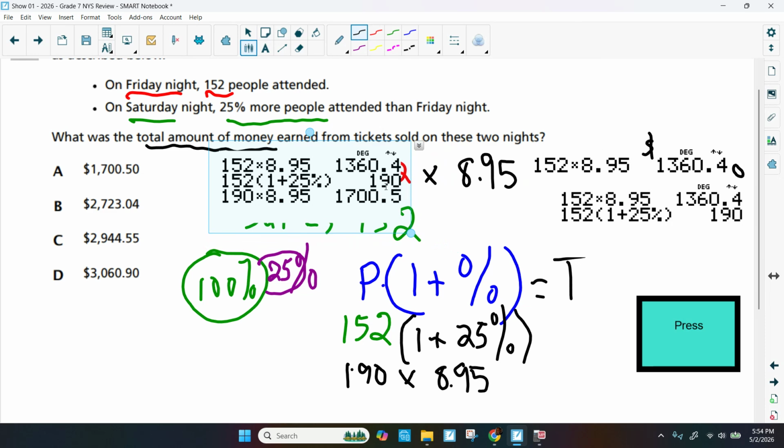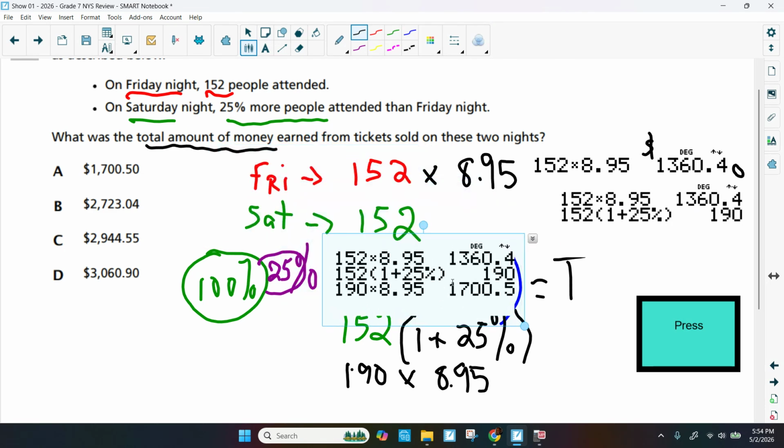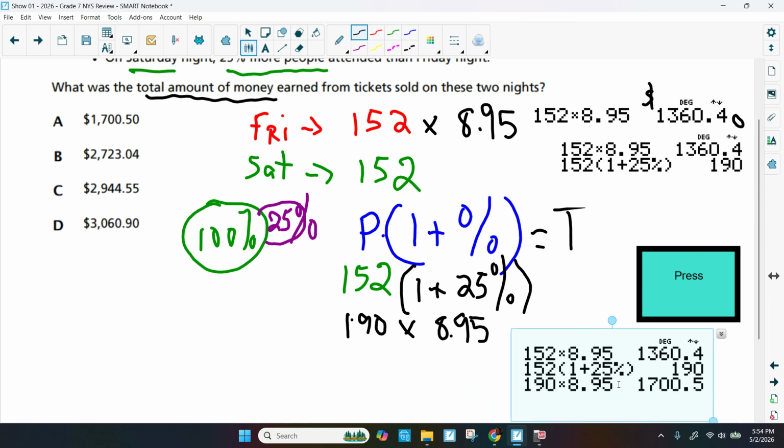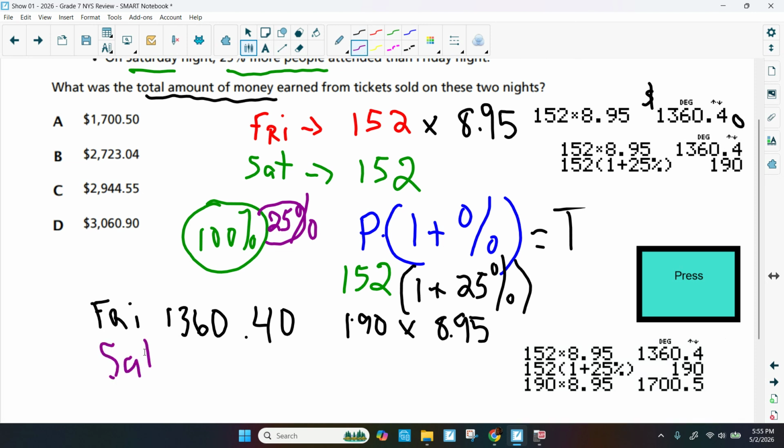There's a lot of work for one question. All right, let's bring it down a little bit more. So what do we got going on here? So we're looking for the total amount. Well, the Friday night people, and I'll write that over here, they had $1,360.40. The Saturday night people, we just saw that, they had $1,700.50. So if I want the total, all I got to do is add those two items up. And that'll give me my total.